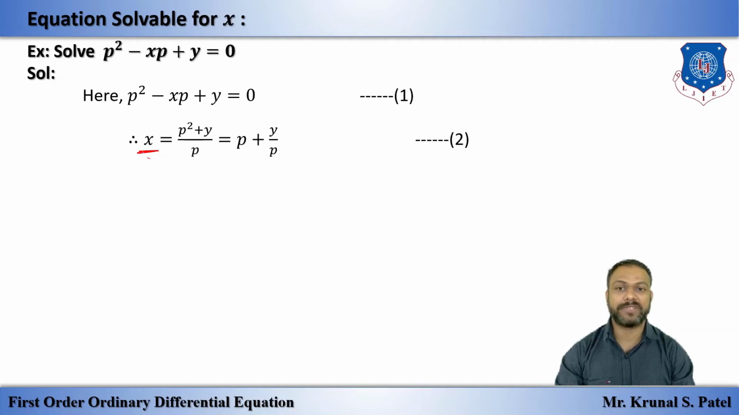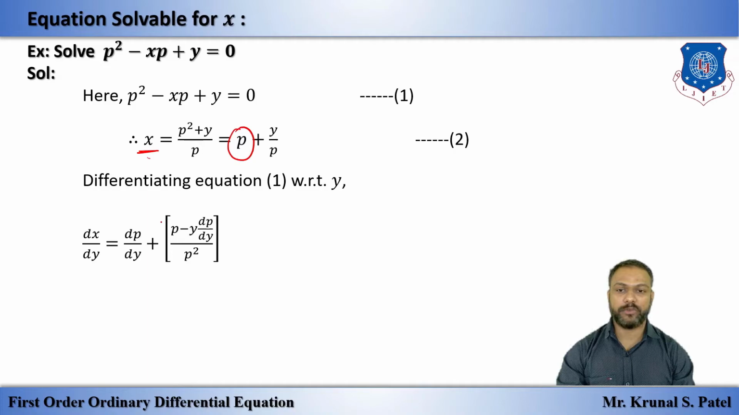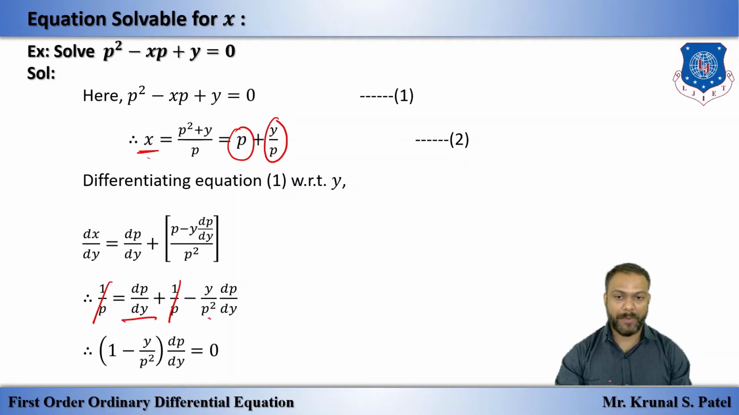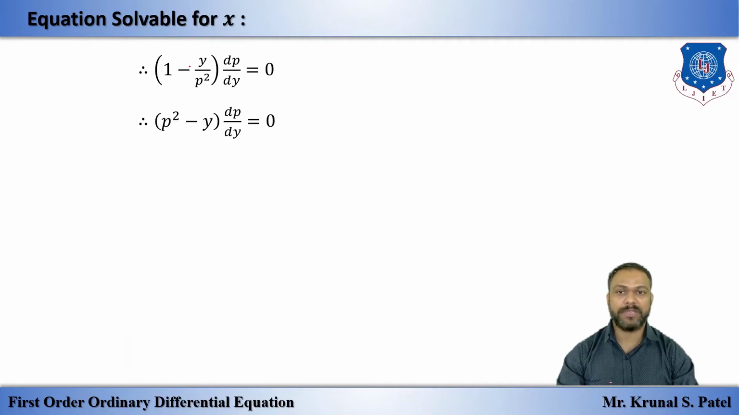Now I'm just differentiating this with respect to y. Okay, so we have dx by dy is equal to, in differentiation, p is dp by dy, plus we'll use the division rule here, and by simplifying this we have this term. By cancelling this out we have dp, we can take common dp by dy, so 1 minus y by p square, and by taking LCM we have p square minus y upon p square, which goes to the right hand side, so it becomes 0. So now we have this, and these two factors are equal to 0.